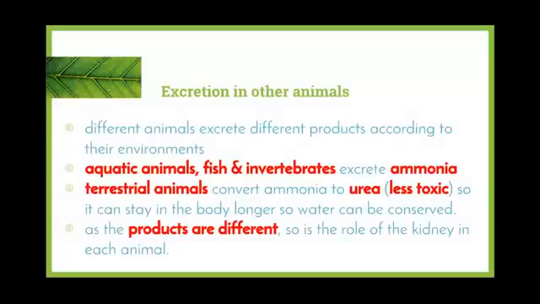Different animals excrete different products according to their environment. Aquatic animals, fish and aquatic invertebrates, excrete the nitrogenous waste of ammonia. Terrestrial animals then need to convert that ammonia into urea because it's much less toxic and it needs to stay in our body for longer in order for our kidneys to be able to reabsorb as much water as possible. As the products are different, being ammonia and urea and also uric acid in some animals, the role of the kidney is also different.